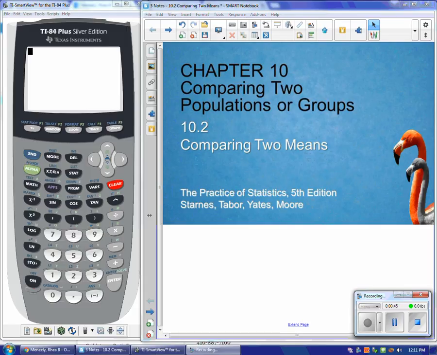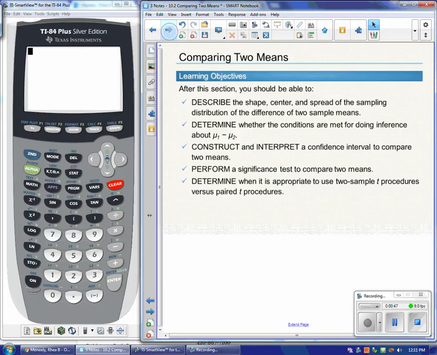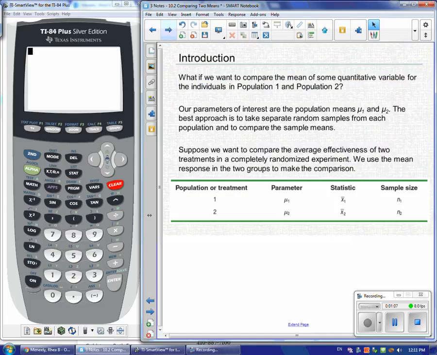Obviously, the formulas are a little bit different, and some of the conditions are different as well. But our objectives are the same. We want to first talk about the sampling distribution, because the sampling distribution, whether or not it's going to be a normal distribution or a t-distribution, is going to determine how we construct our confidence interval. It's also going to help us find the p-value if we're doing a test of significance. And so we're going to talk about when it's appropriate to use those two procedures and any other special cases that apply when we're dealing with two means.